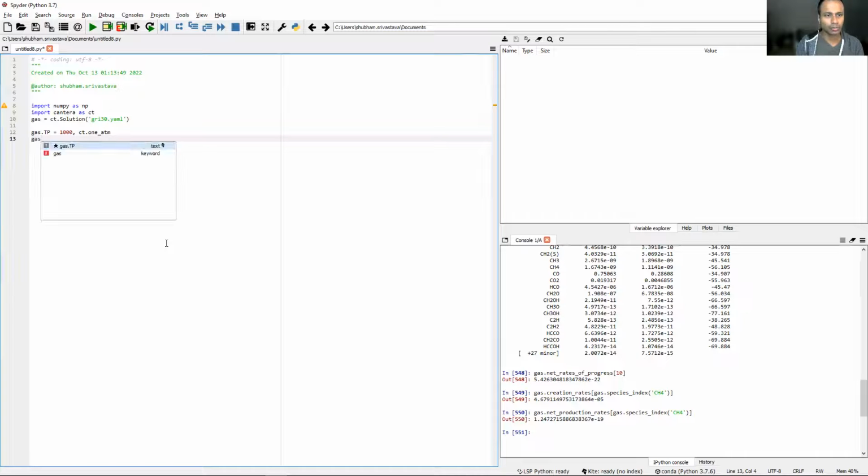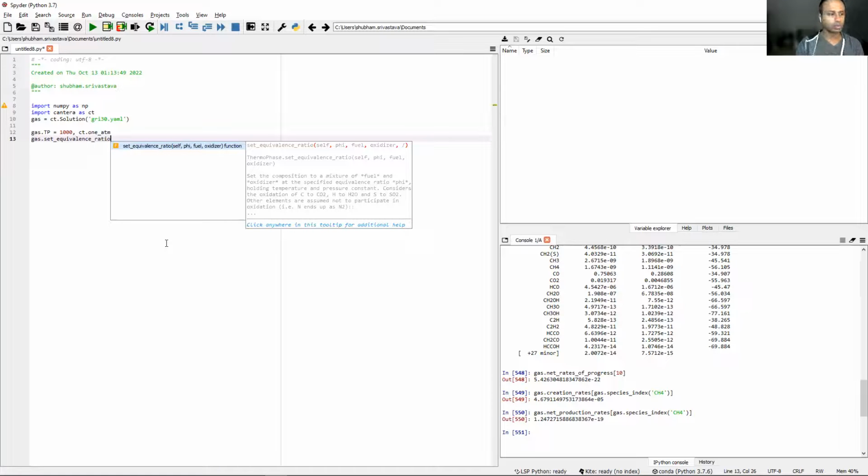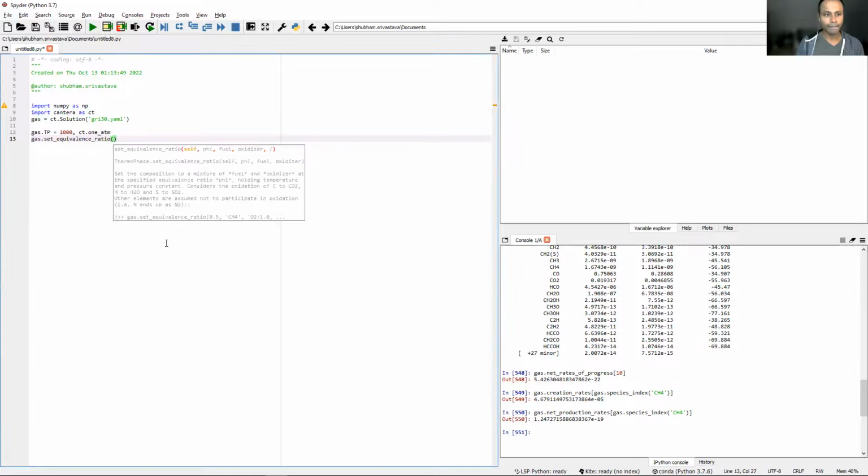And let's set up the initial composition of the gas. So set the equivalence ratio at, say, 0.77, which is a lean mixture, in, let's say, CH4, O2, N2.